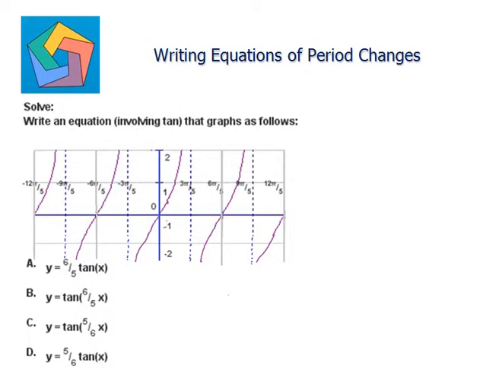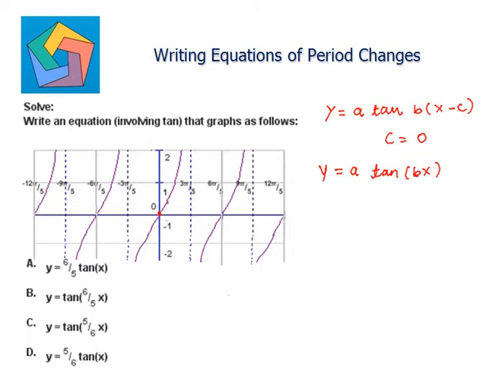The general equation for any tangent function is given by y is equal to a times tangent b times x minus c. Now here c denotes the phase shift. Since the graph is passing through the origin 0, 0, there is no phase shift here. So c becomes 0. So my equation becomes y is equal to a times tangent bx. Now determining b.